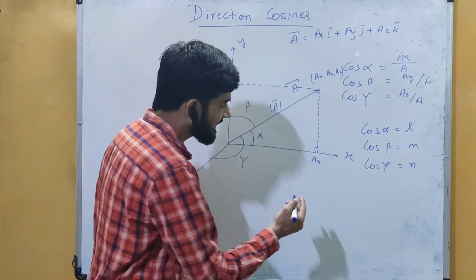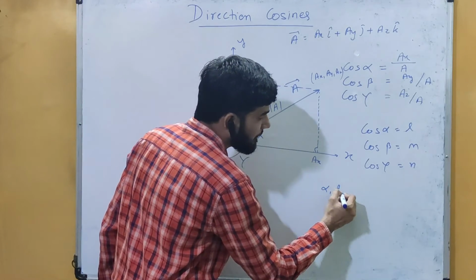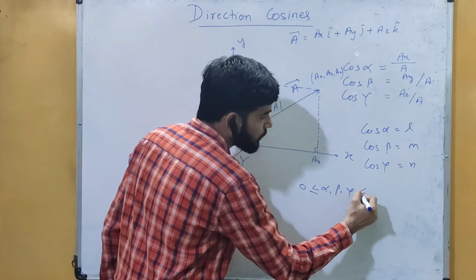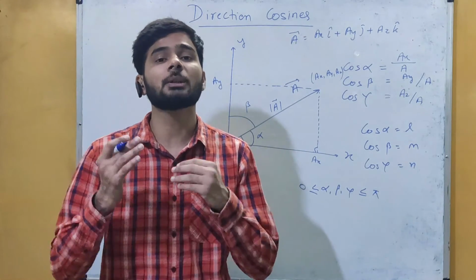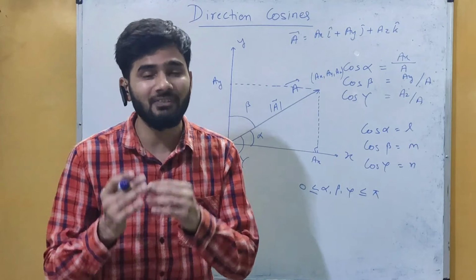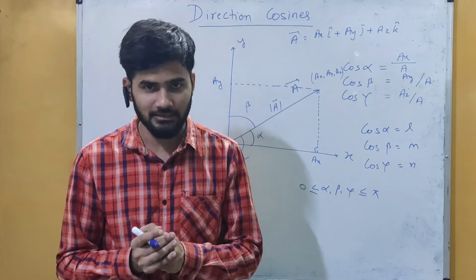And here we have the limits that the angles alpha, beta and gamma are from 0 to pi. Okay, so this is all about the direction cosines, which represent the contribution of the vectors along the three different axes.